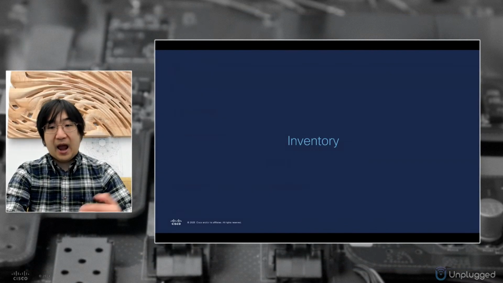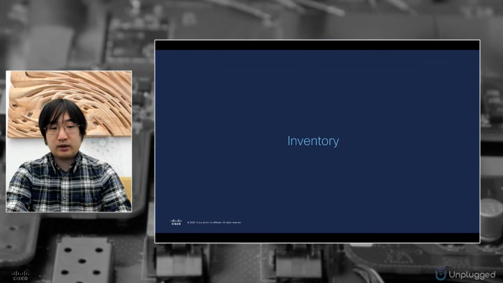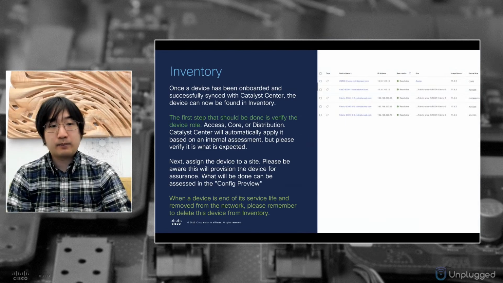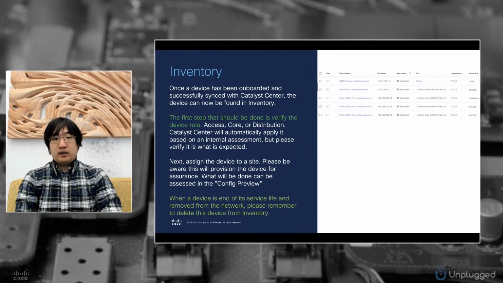So now that we've added it into inventory, let's take a look at some basic things we need to do in inventory. The first thing you do when you go in is you need to make sure that the device role is correct. Is it access, core, distribution? Because we do automatically apply some of these assessments. For example, if you have a 9200, it's got a lot of access ports, we're going to flag it access. It doesn't have a lot of upstream trunk ports, but if it happens to be a core distribution for a smaller site, you might want to go in and change that to core distribution before you assign it to a site.